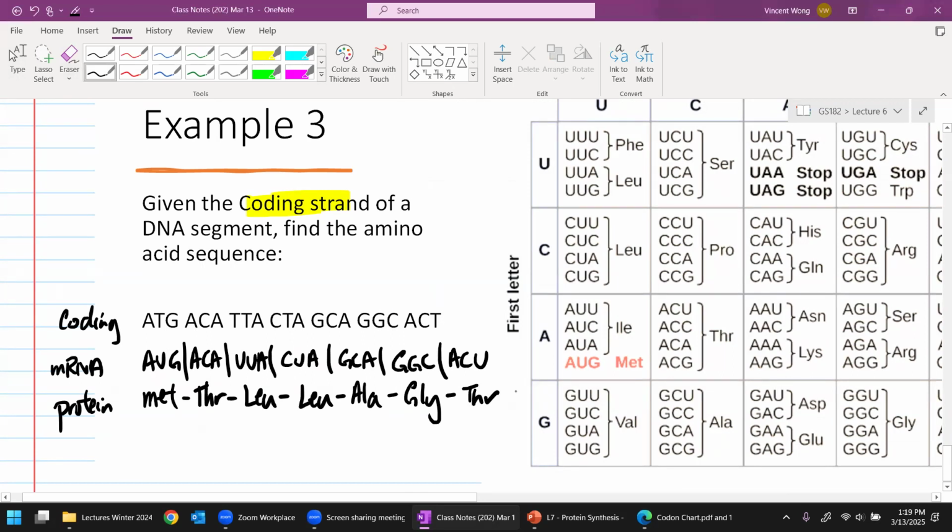So don't freak out if the last one is not a stop, right? Because in real life, the protein can be very long. Some proteins are hundreds of amino acids long. Similarly, if the first one is not MET, it doesn't mean you're wrong. It may be in the middle of a sequence. It's not always at the beginning. Are we okay?